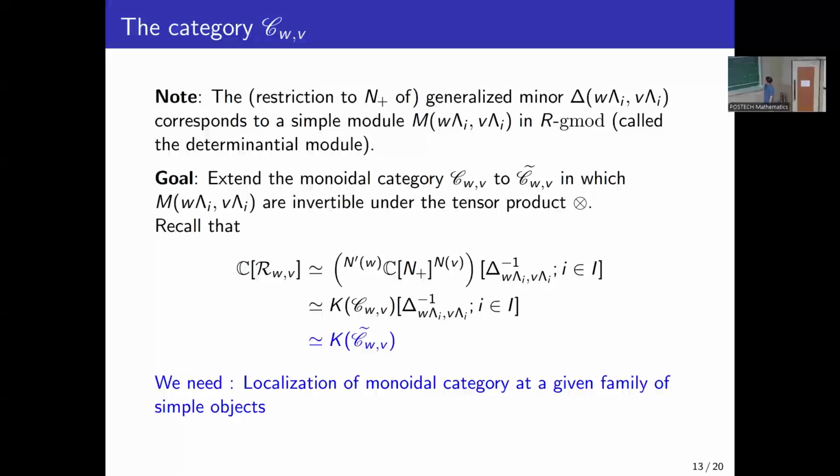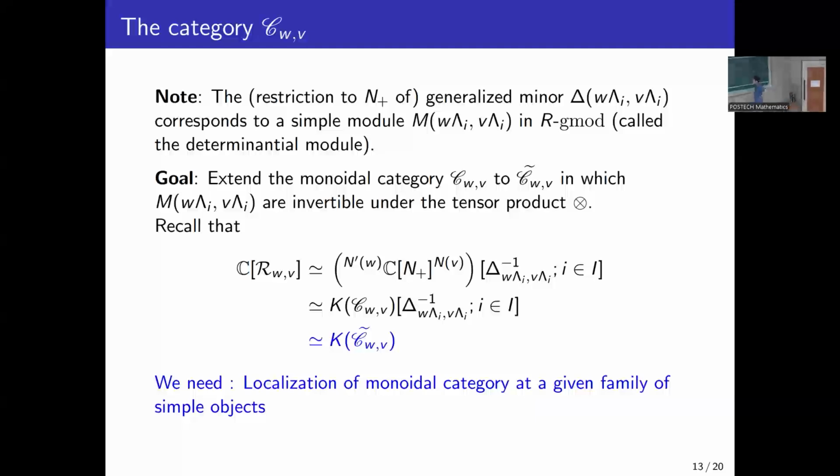If we consider the generalized minors, then there are simple modules in this category corresponding to them, because we have an isomorphism between the Grothendieck ring and the coordinate ring of the unipotent group. So some functions can be identified with some modules. In this case, a generalized minor corresponds to a simple module, which we call the determinantal module. Our goal is to extend the monoidal category we just defined to another monoidal category in which this simple module, as an object, is invertible under the tensor product. Please recall that the tensor product is given by the convolution product.